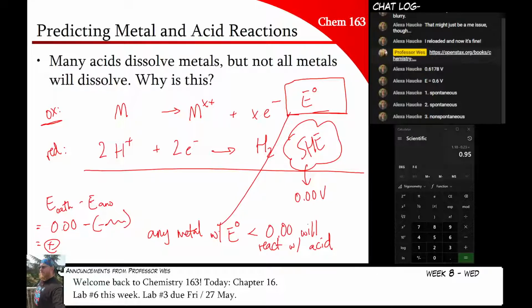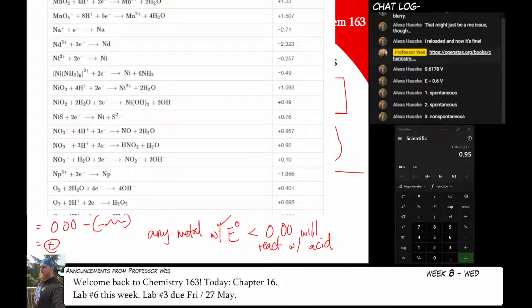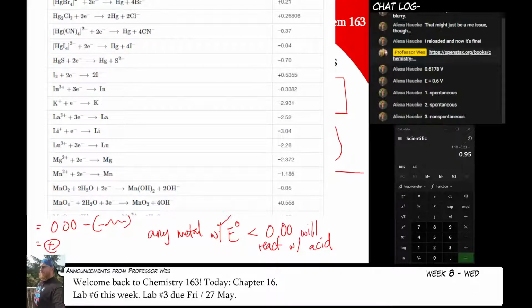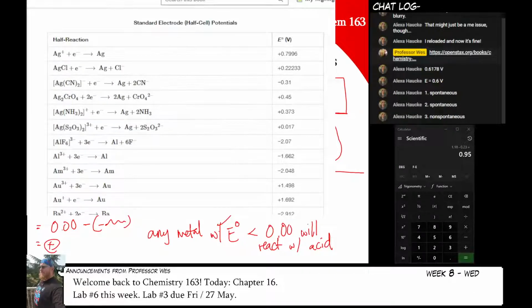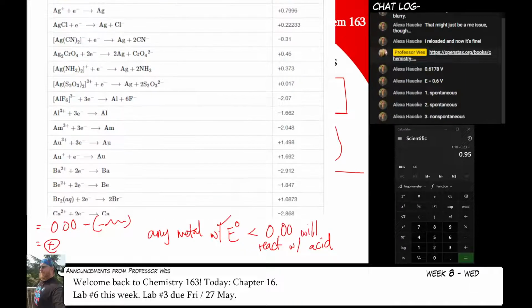So we could go back over here to this. We just look at all these metals, and all of the ones that have negative potentials will dissolve in acid. So starting at the top, we could see silver actually does not react with acid, which is interesting. Aluminum totally will. Americium totally will. Gold? No. Gold does not react with acid. And you might remember that when we talked about electronegativity in 161, I said the noble metals tend to be resistant to oxidation. They don't react. And that's that in practice.